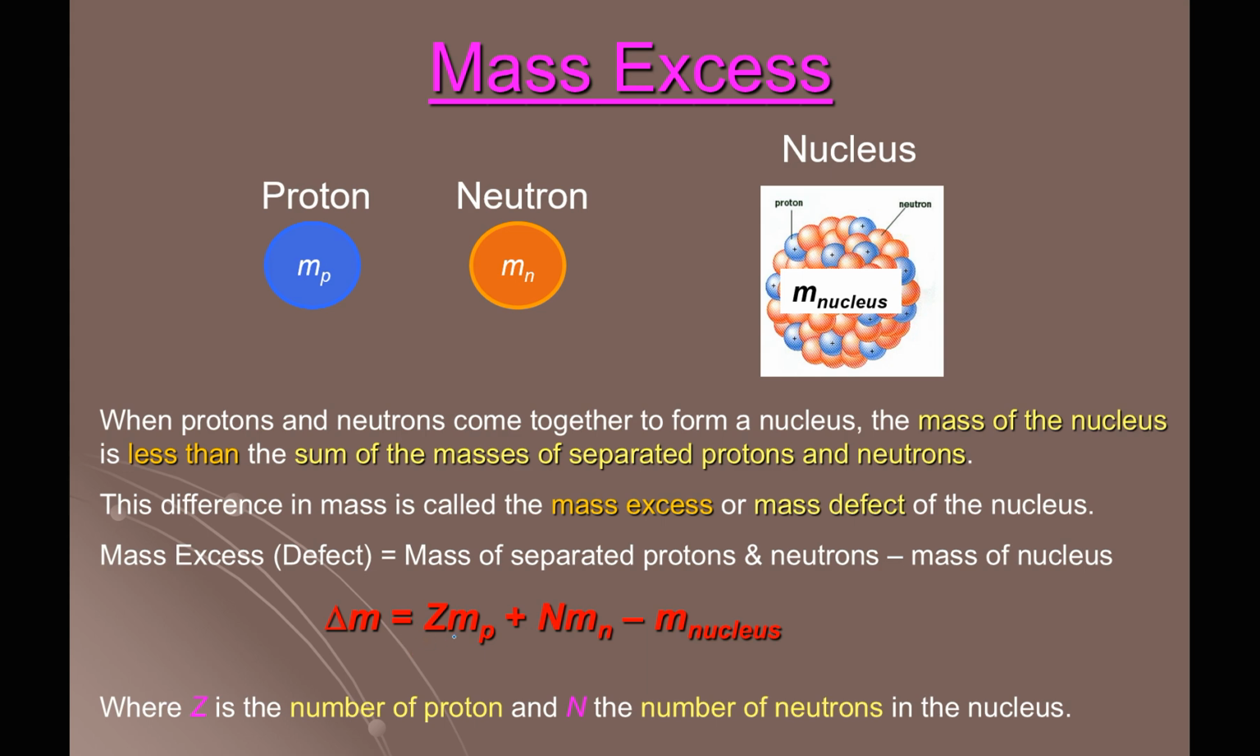So Z is going to stand for the number of protons, N is going to be standing for the number of neutrons. Of course, Mp is going to stand for the mass of a proton, and Mn is going to stand for the mass of a neutron. M nucleus is going to stand for the mass of the nucleus. So that is the difference between these two total masses of these, which are called the nucleons. The difference of the total mass of the nucleons minus the mass of the nucleus is going to give us the excess mass or the mass excess as shown there.